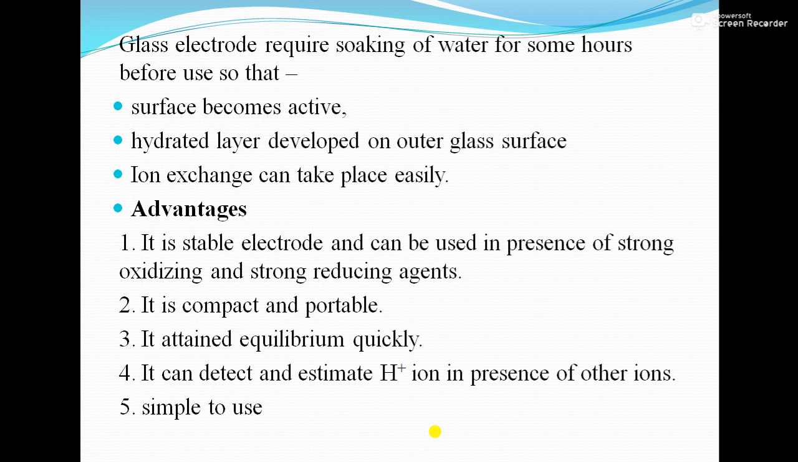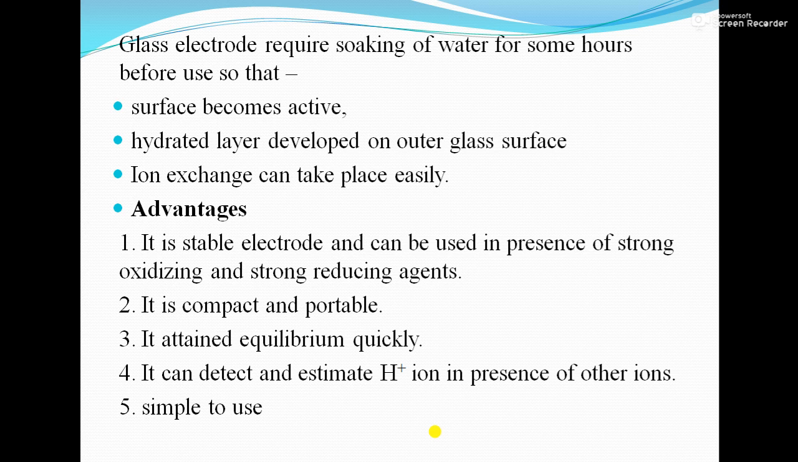Next is, while using the glass electrode, we have to soak that glass electrode in water for 1 hour before use. The reason behind it is the surface of that glass electrode should become active. So for that we have to dip that glass electrode in water before use for at least 1 hour. The reason is, first the surface becomes active, then a hydrated layer is developed on the outer glass surface, and ion exchange will become easy. So there are some advantages of the glass electrode.